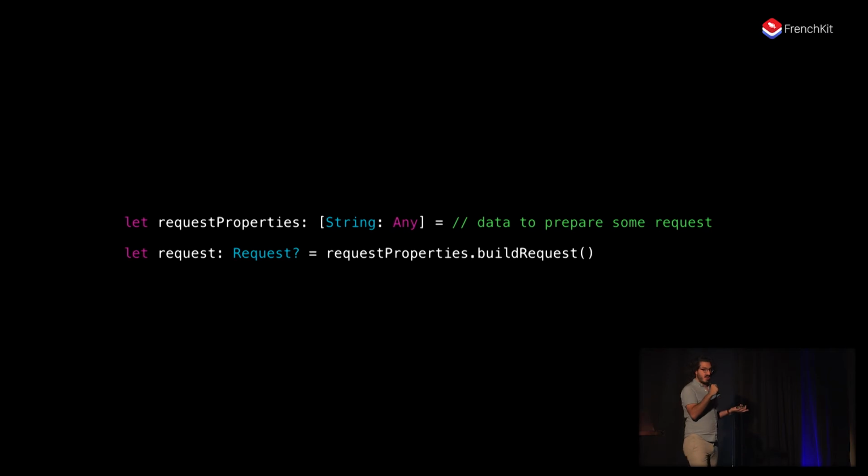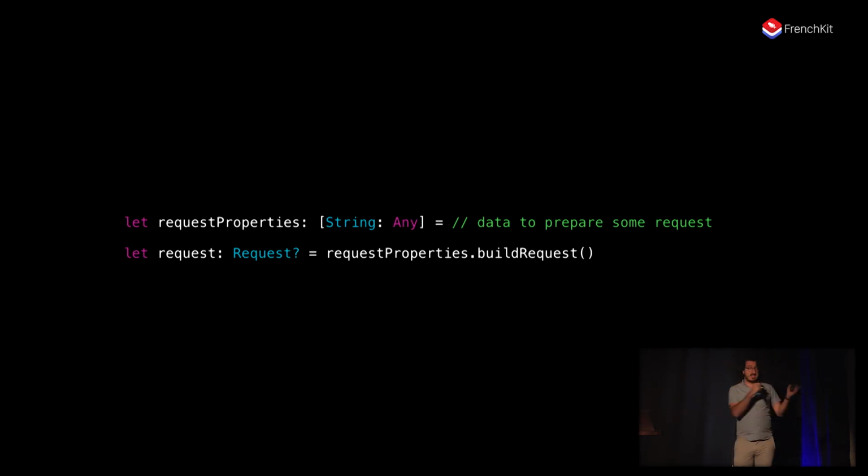Imagine you have a dictionary, and that dictionary has a bunch of properties. It's a string any dictionary. And it has maybe like a URL, a method, some parameters, a request timeout, and all those properties are in that dictionary. Theoretically, you could add an extension to dictionary where it would be able to build a request from the properties in that dictionary.